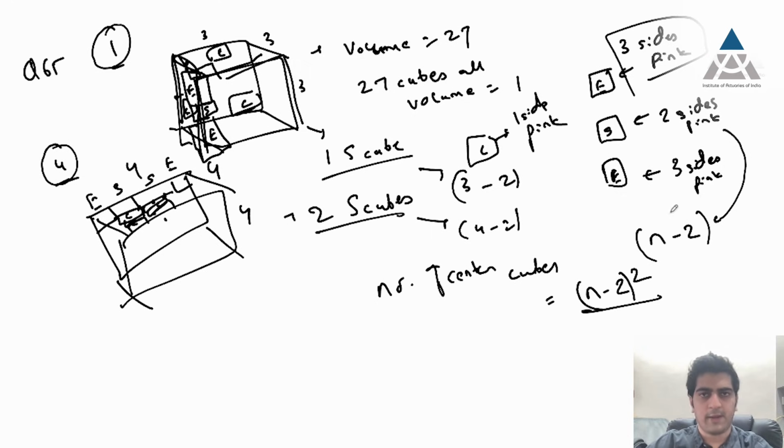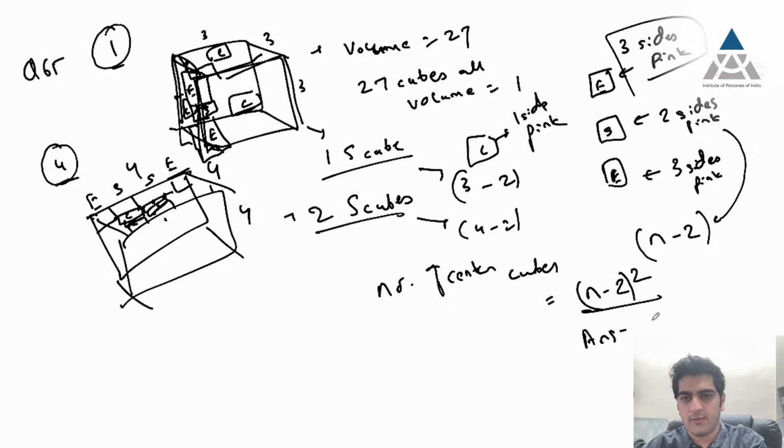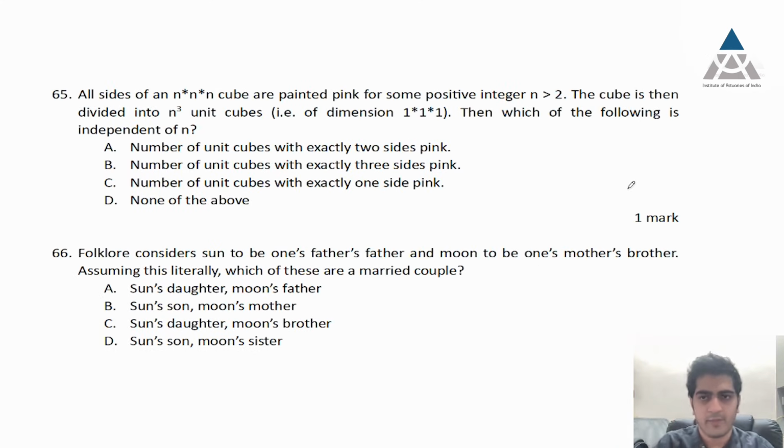Now let's focus on the three-sided pink. So three-sided pink are these edge cubes. Here on one axis you had 1 and 2 edge cubes. In a 4 by 4 also on one axis you had 1 and 2 edge cubes. In fact, no matter how big the cube is, you are only extracting the corners, and those corners will be exactly the same regardless of the size of the original cube, and that is why number of cubes with three sides pink is your correct answer, because that is not dependent on n. So the answer here will simply be number of cubes with exactly three-sided pink. So three-sided pink, that is your edge cubes, they will not be dependent on n at all, correct?